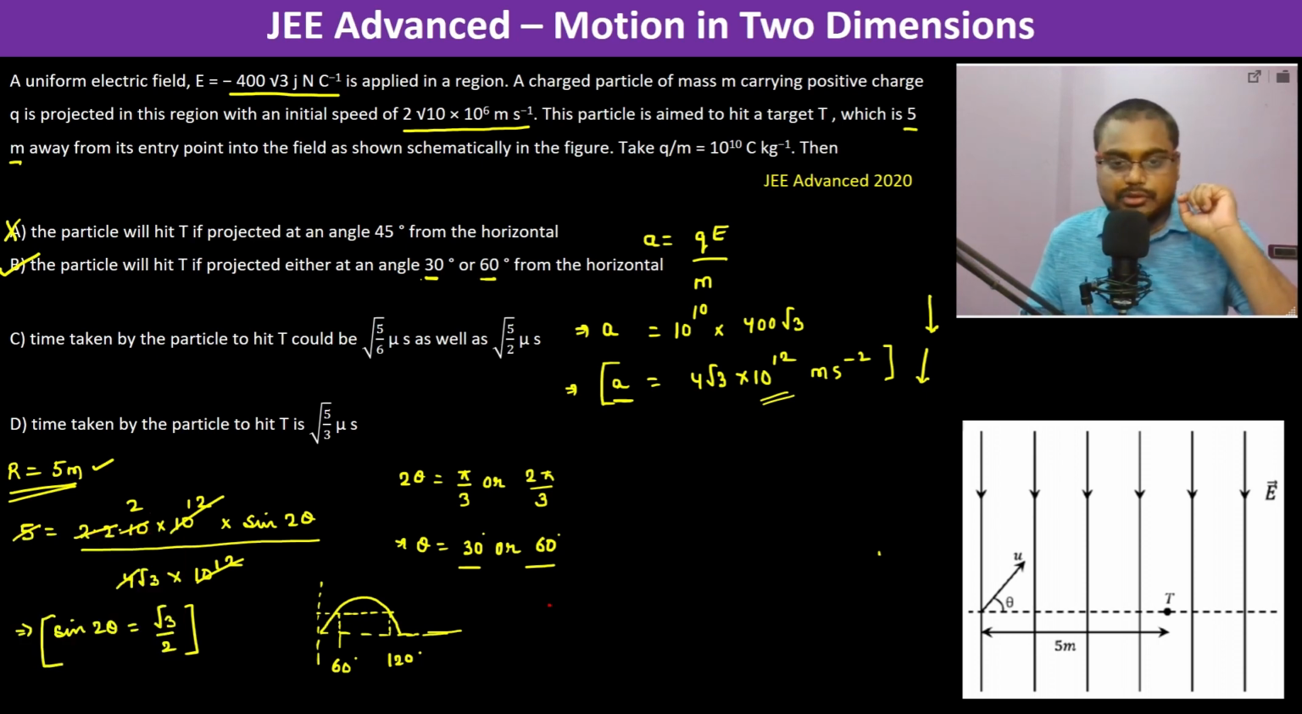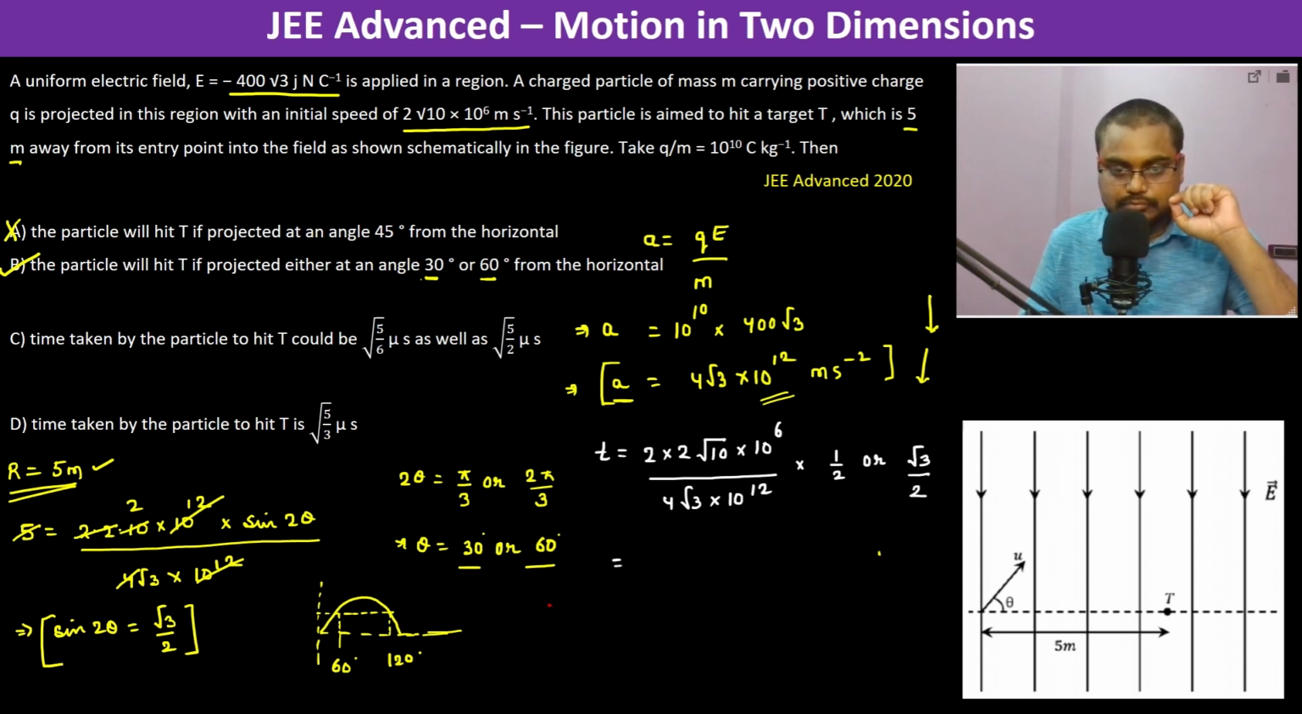Now the time taken, so T, तो T कितना हो जाएगा, 2u sin theta by g, 2 into u is 2 root 10 into 10 to the power 6 divided by g, which is 4 root 3 into 10 to the power 12, और ये साइन थीटा, तो एक बार हम लोग को साइन थीटा में साइन 30 लेना है which is 1/2 और साइन 60 which is root 3/2. तो करते हैं, ये 4 से 4 चला गया, this becomes 10 to the power 6.